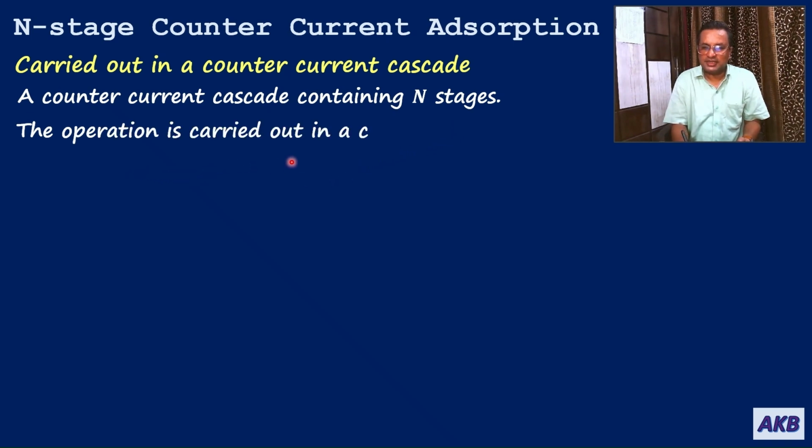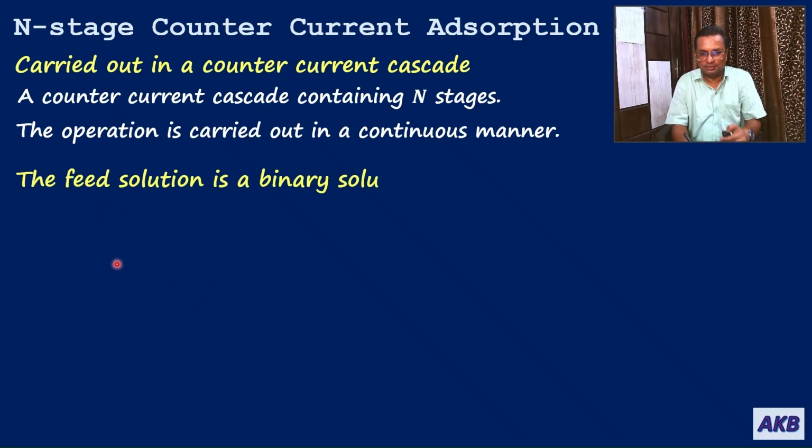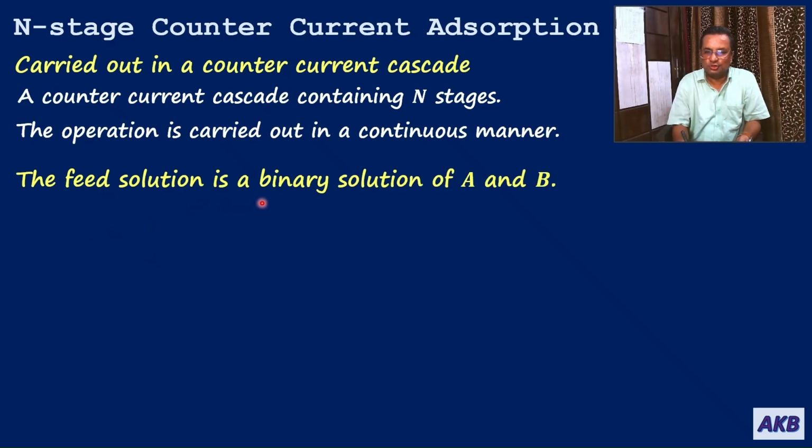The operation is carried out in a continuous manner where the two phases, the solid adsorbent phase and the liquid phase, are moving continuously from one stage to the other, but they are moving in a counter-current manner. Now let us look at the operation. The feed solution in our discussion would be a binary solution of A and B, two components, A and B.